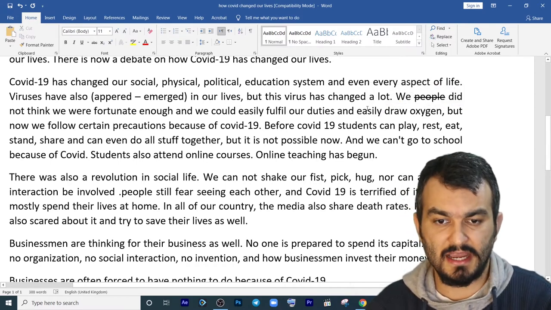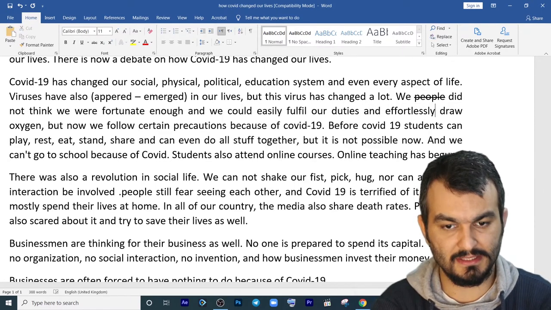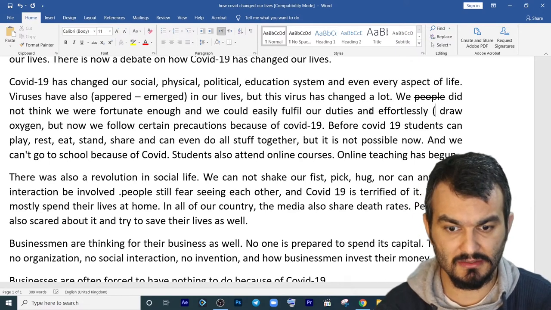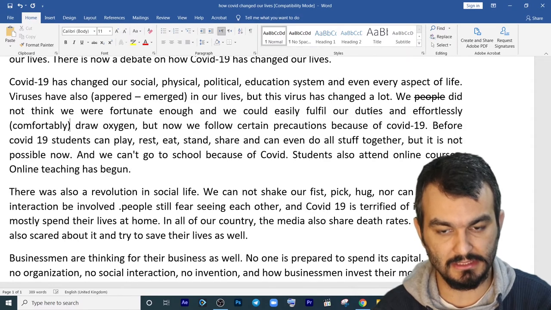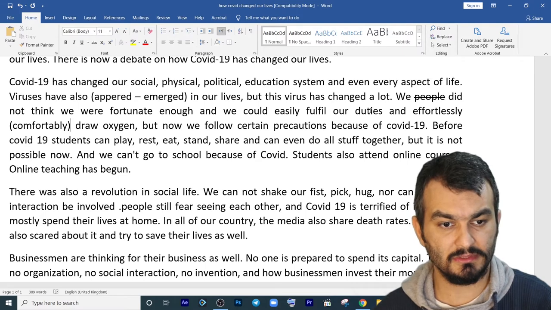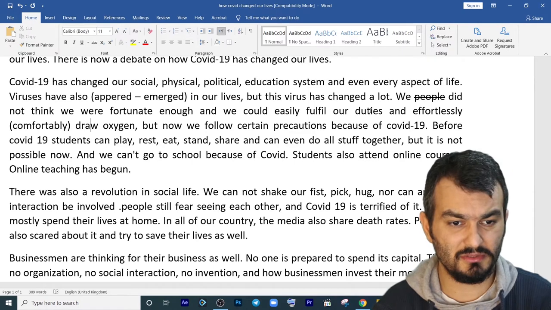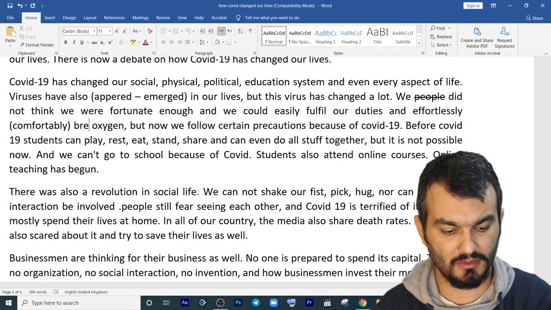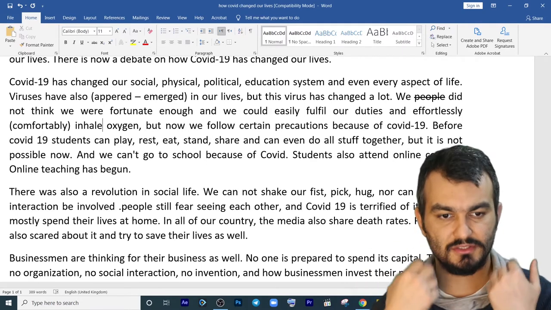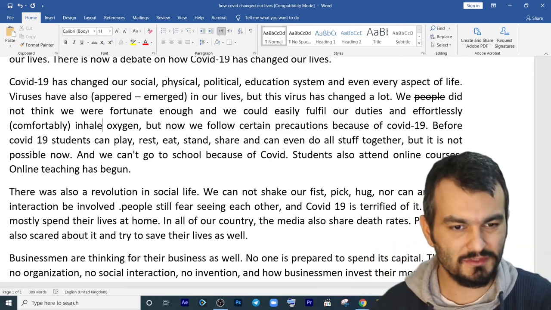And easily, you can look for a new synonym for that, and change it into effortlessly. Effortlessly also means easily, or you can say comfortably. We could easily fulfill our duties and effortlessly or comfortably draw oxygen. "Draw oxygen," this is very weird. You can say breathe, or you can say inhale, right? Inhale oxygen. We are inhaling it. Inhale, exhale, right? This is better, I think.